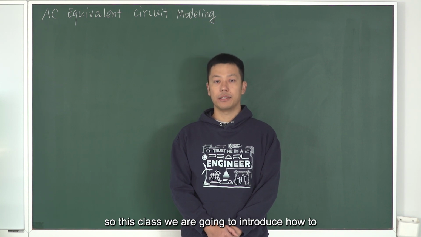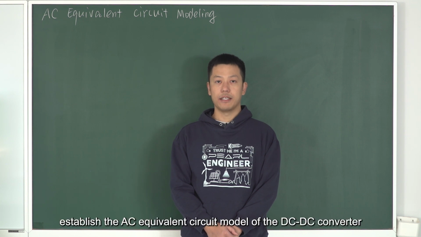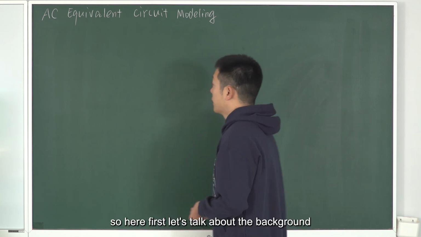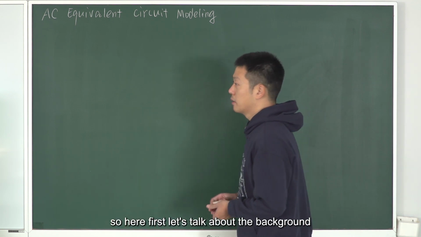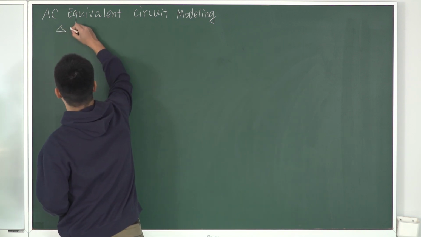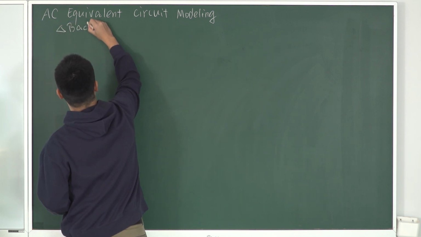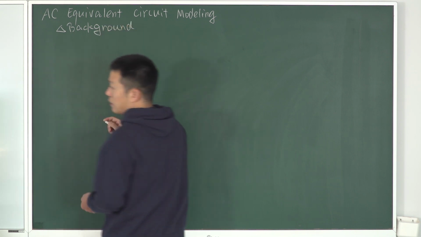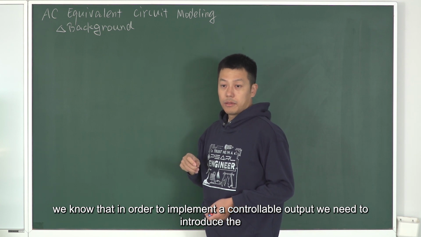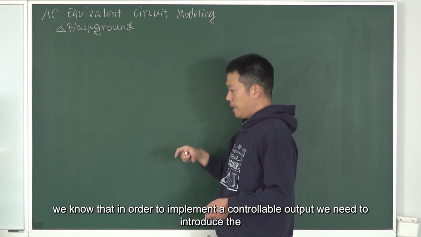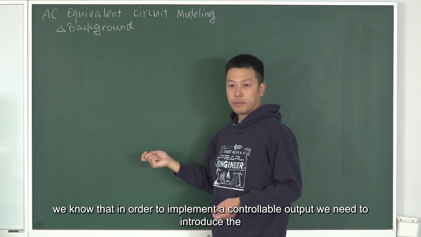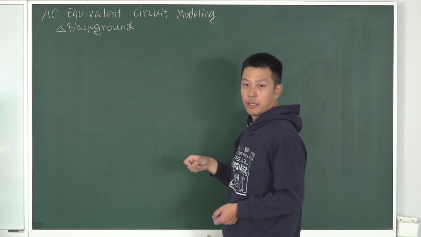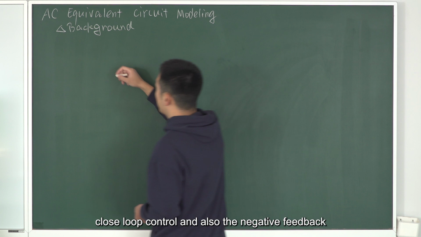So in this class we are going to introduce how to establish the AC equivalent circuit model of the DC-DC converter. So here, first let's talk about the background. We know that in order to implement a controllable output, we need to introduce closed loop control and also negative feedback.